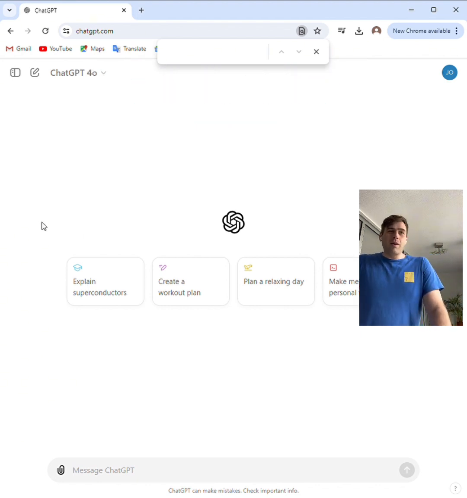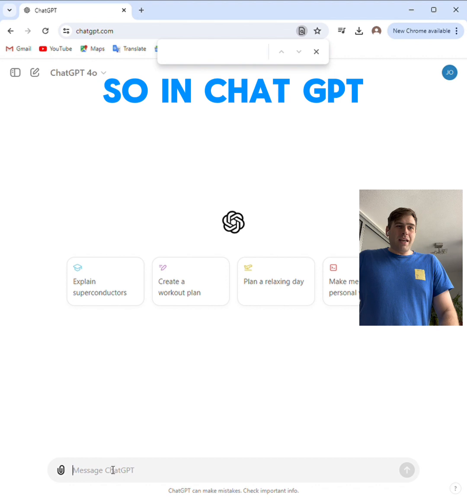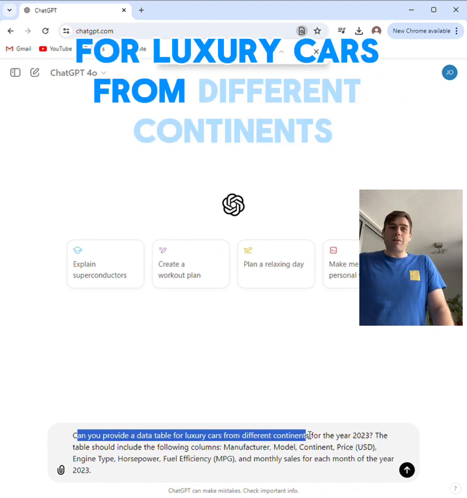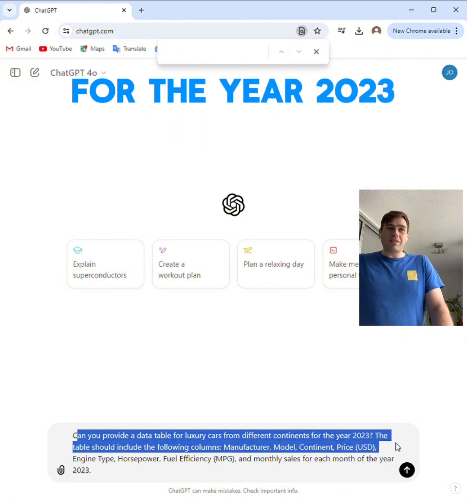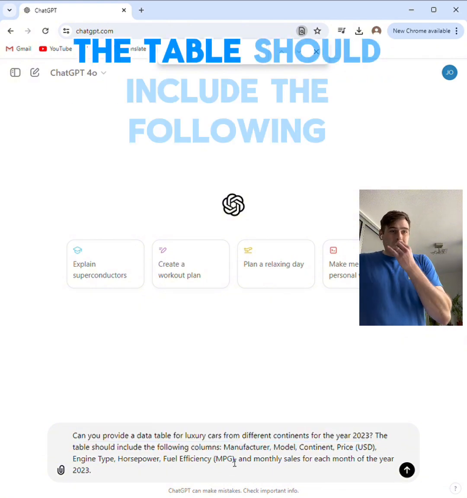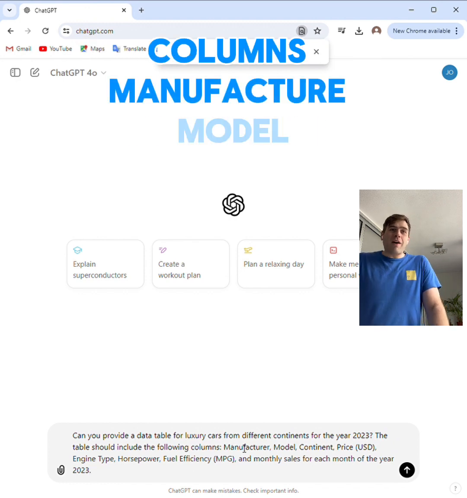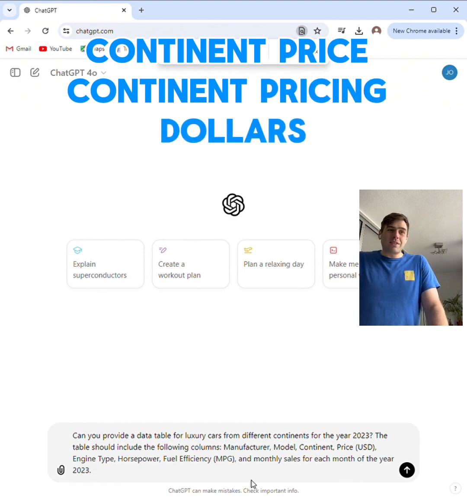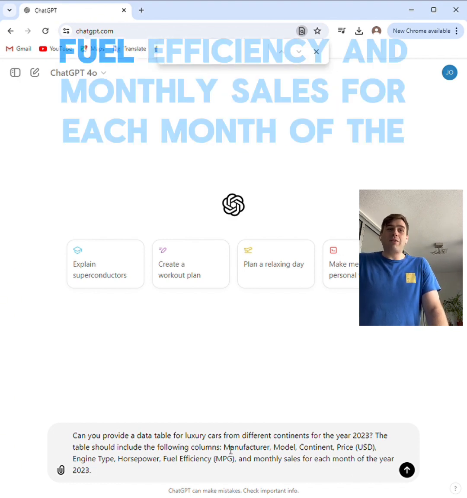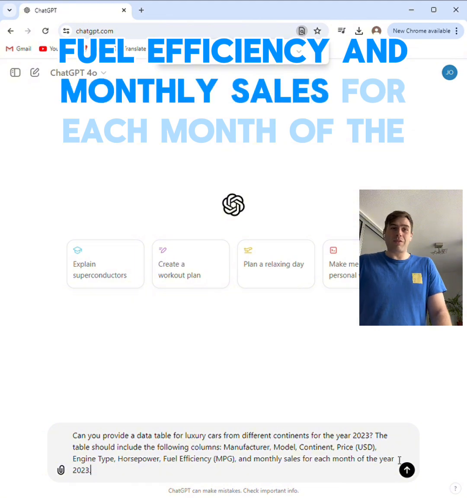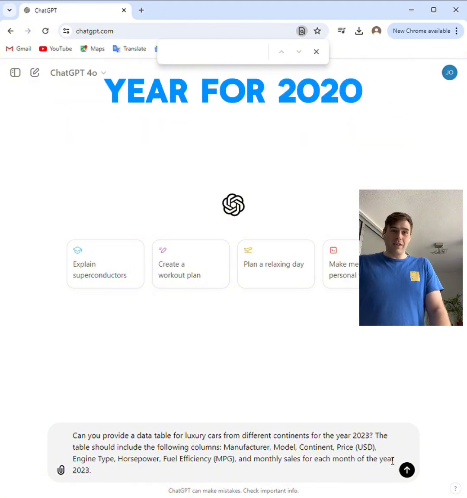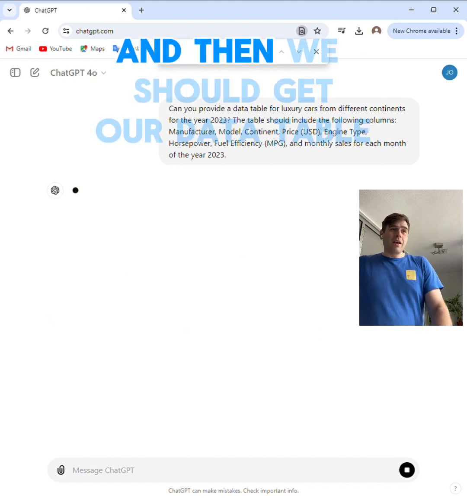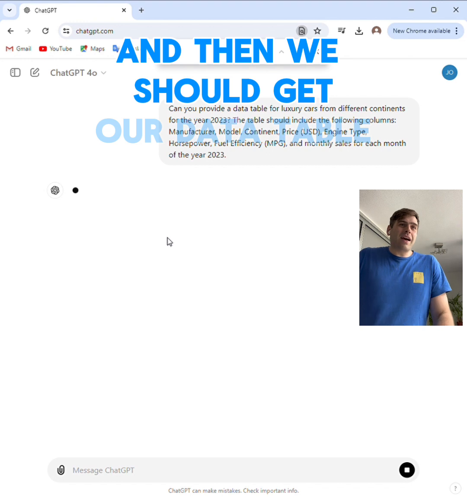So let's go. In ChatGPT, we'll put the prompt to provide a data table for luxury cars from different continents for the year 2023. The table should include the following columns: manufacturer, model, continent, price in dollars, engine type, horsepower, fuel efficiency, and monthly sales for each month of the year for 2023. So we'll hit enter, and then we should get our data table.